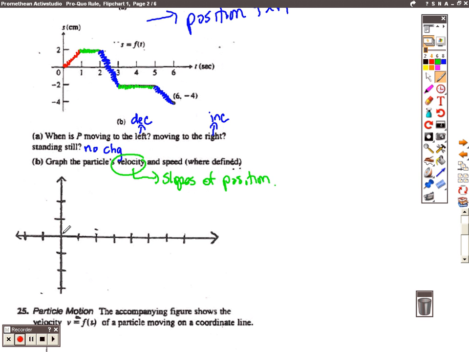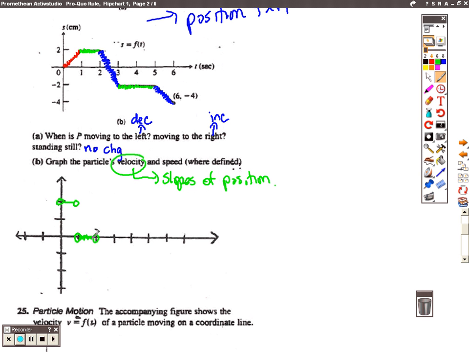So from 0 to 1, the velocity is 2. You're simply going to graph a series of little horizontal line segments that indicates the slope. From 1 to 2, we can see that the slope is 0 because the particle is not moving. Velocity is 0. That makes sense.